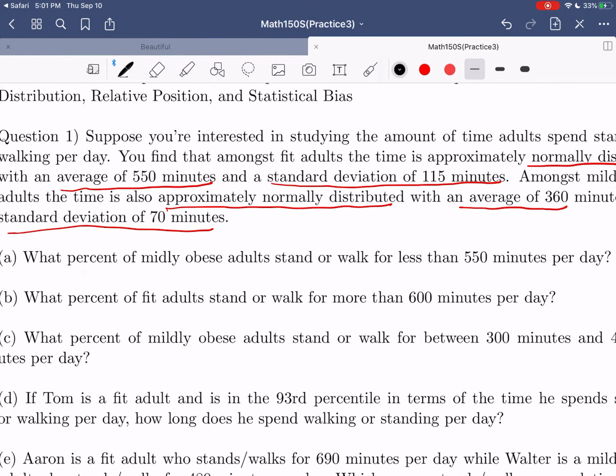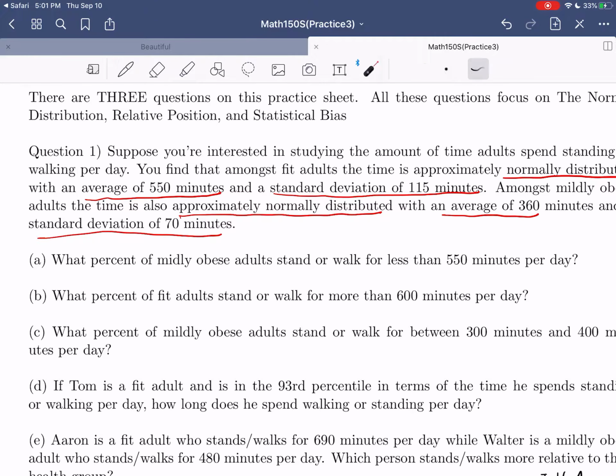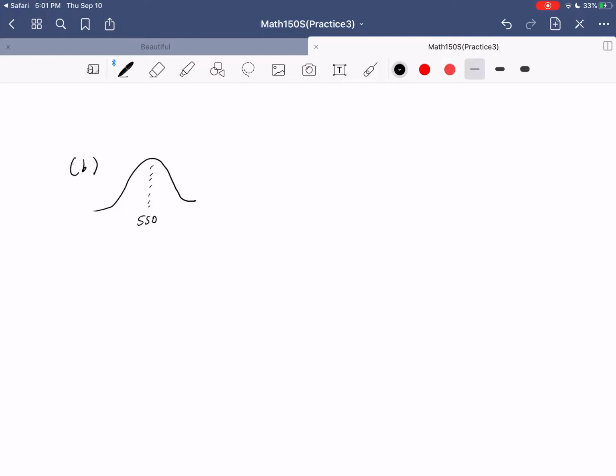We are again interested in part B for those who walk or stand for more than 600 minutes per day. 600 is a little bit above 550, so we can do that. And then we are interested in the people who spend more time than 600 minutes. So we'd be shading in this area here to the right.